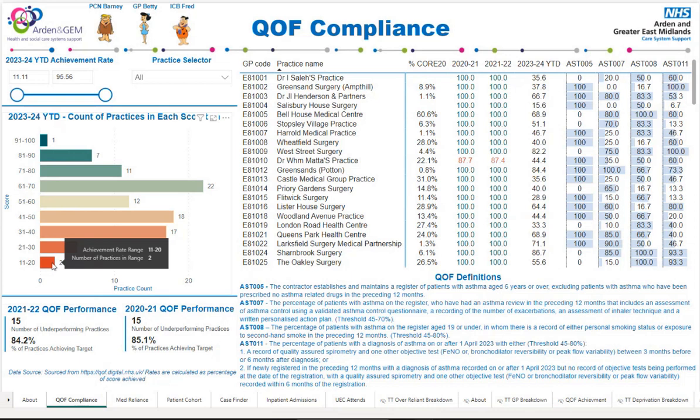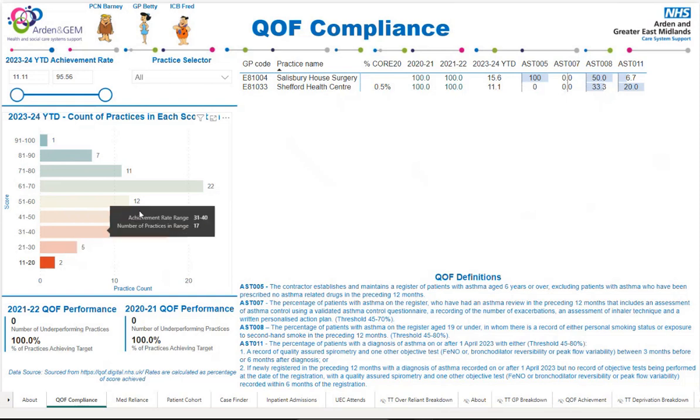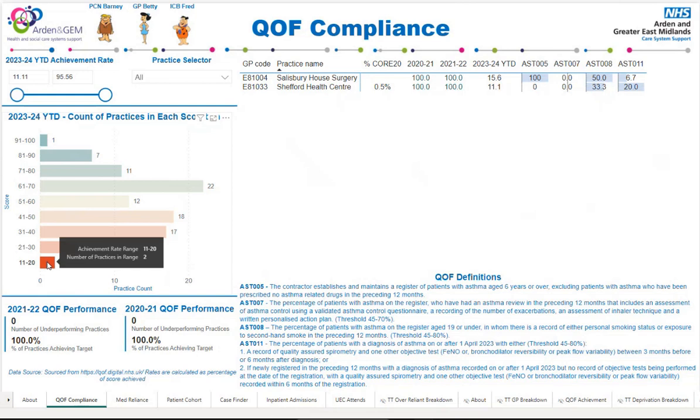What you can do quite easily, if you want to know who your underperforming ones are, is just click on each of these score bands and it will show you straight away which practices you might need to be having a few words with. But here it's quite good, because although we've got 2 practices scoring really low, what we can see down here is that for the previous 2 years, they've achieved 100% on their QOF. So perhaps it's not as bad as it looks. It might just be a recording issue, etc. So it's always good to have a look at your data and ask questions about it.